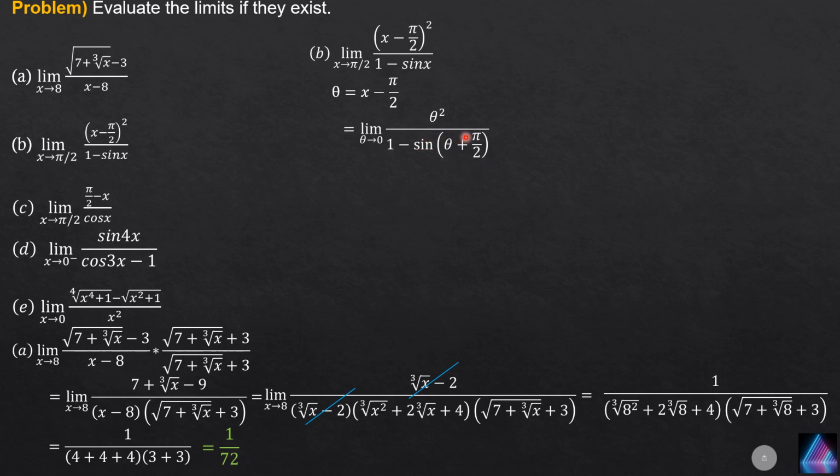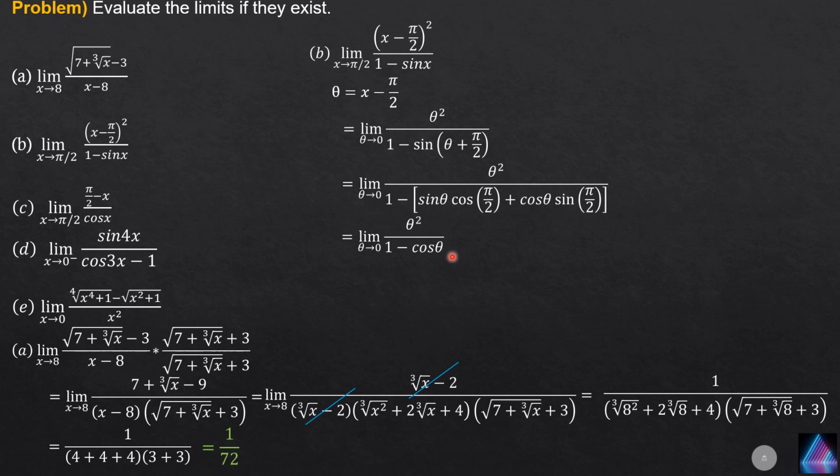We then expand this into limit as theta approaches 0 of 1 minus quantity sine theta cosine pi over 2 plus cosine theta sine of pi over 2. And we note that cosine pi over 2 is 0 and sine of pi over 2 is 1. So that the denominator is 1 minus cosine of theta because this is 0. We then use the identity for 1 minus cosine theta, which is 2 sine square of theta over 2.